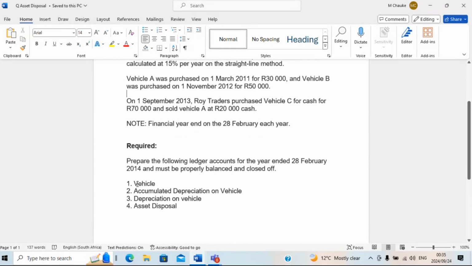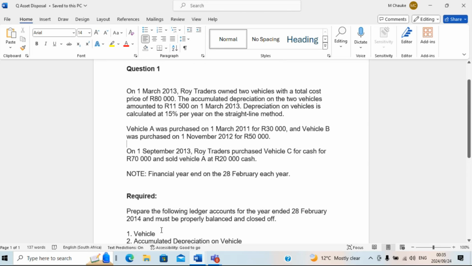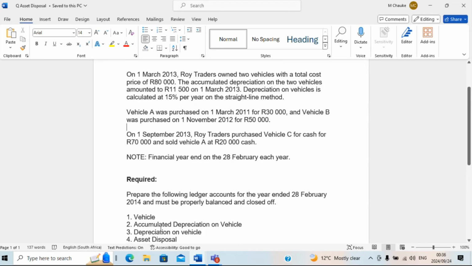Number one, you're going to have to prepare a vehicle account, which is an asset account, accumulated depreciation account on vehicle, depreciation on vehicle, and asset disposal, right? So now I want us to go and prepare number one, the vehicle account.